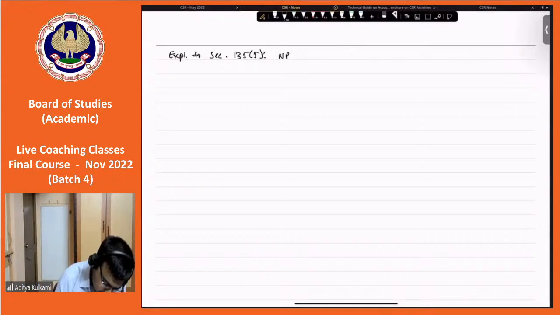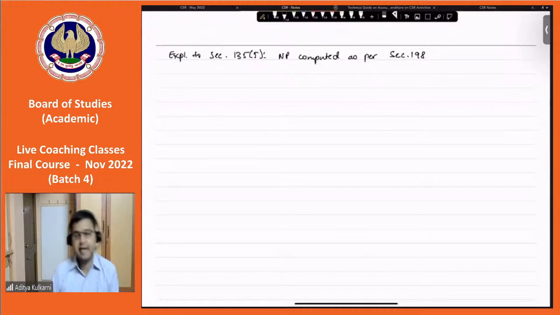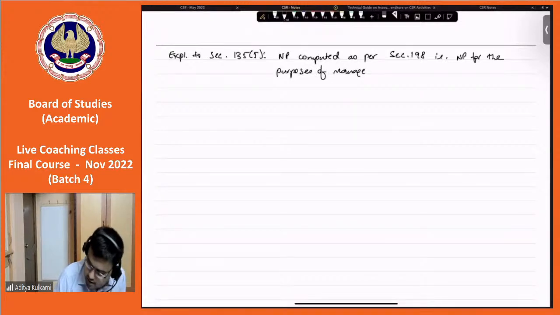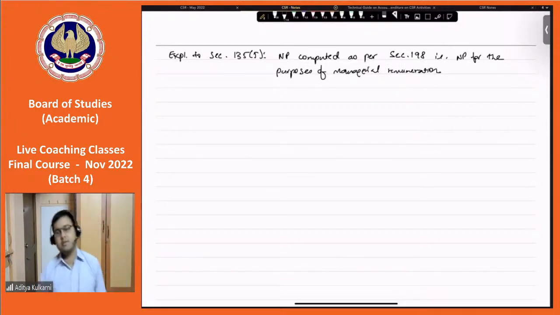Net profit computed as per section 198. And what section 198 is? It deals with computation of net profit for the purposes of section 197, which deals with net profit for managerial remuneration. That is net profit for the purposes of managerial remuneration. Is it okay? Yes. Is it fine?